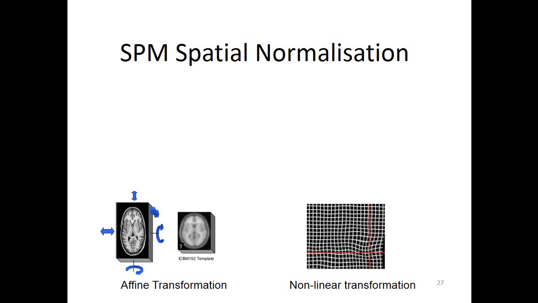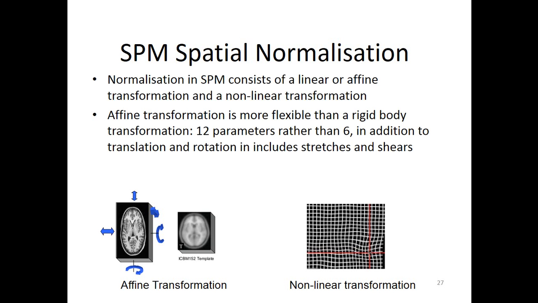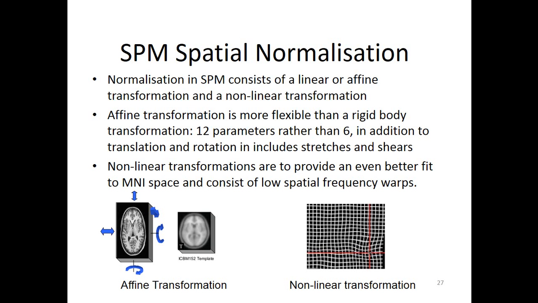So the next thing we're going to do is we want to normalize the data to standard space. And I'm going to quickly just explain why we're doing it the way we're doing it. So the standard thing is we want to warp the data into a reference space so we can combine images across people. We can draw population inference.